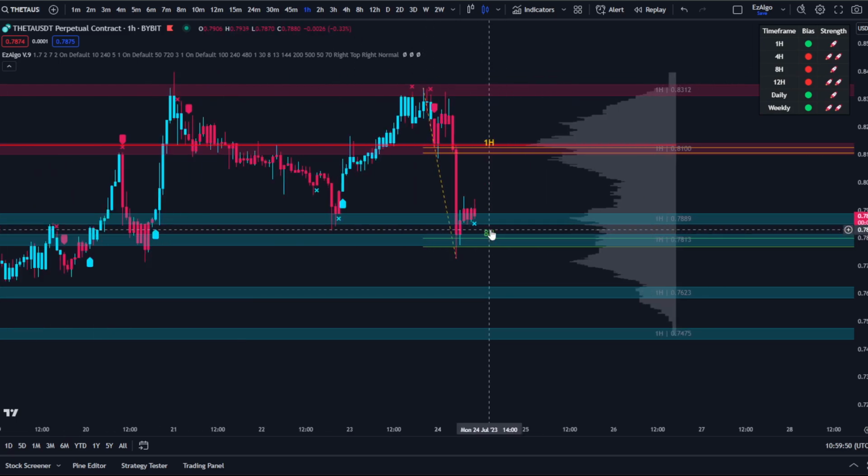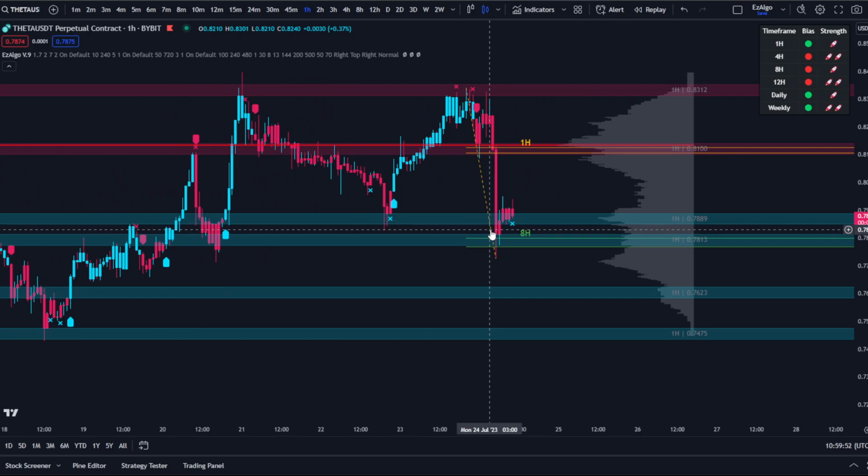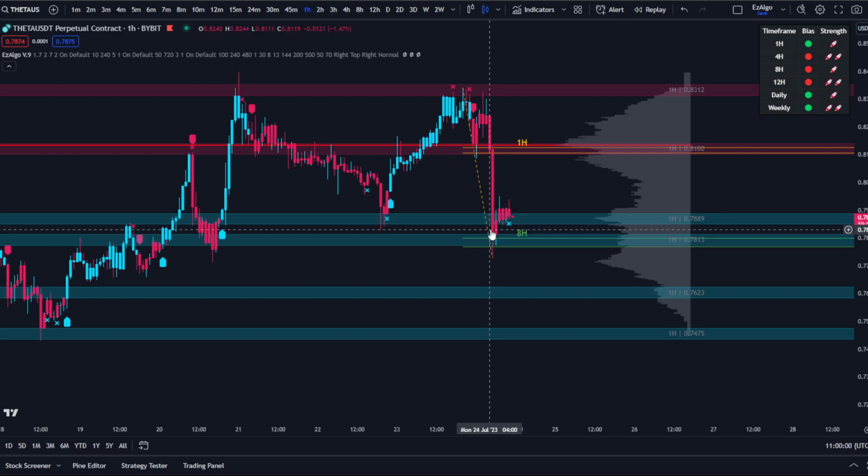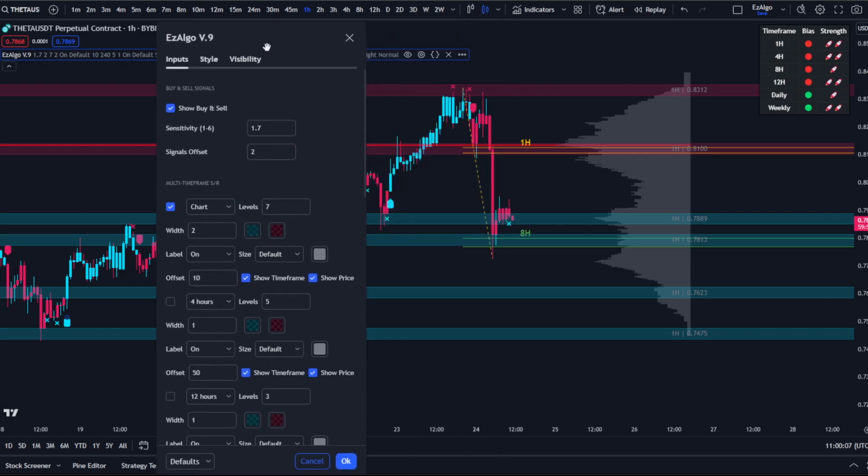I'm on the 1 hour time frame. Of course, higher time frame support and resistance zones are respected more than lower time frame zones. But as always, you can go to a lower time frame for entry using higher time frame support and resistance zones. That's why we have a multi-time frame feature. So let's jump into the settings here and I'll show you guys exactly what I mean.